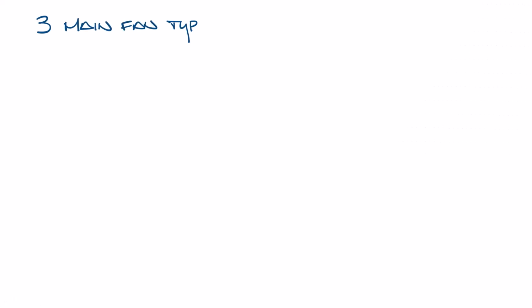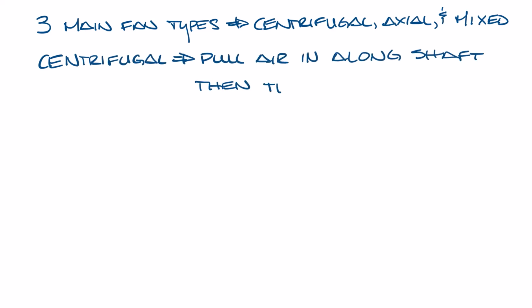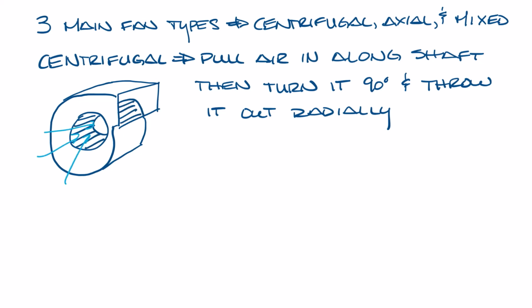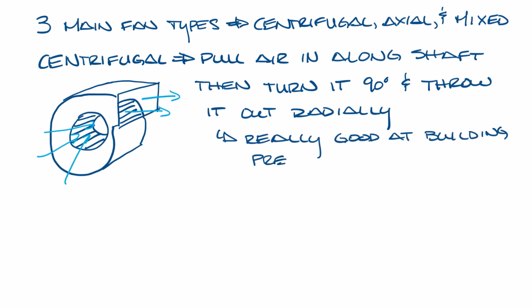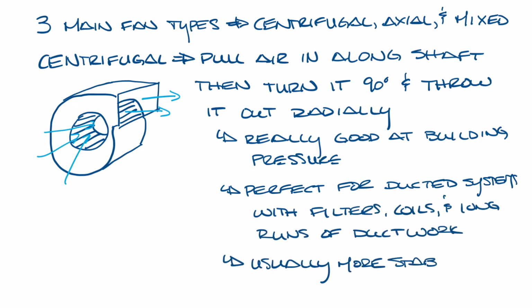There are three main types of fans: centrifugal, axial, and mixed flow fans. Let's start with centrifugal. Centrifugal fans pull air in along the shaft and then turn it 90 degrees and throw it out radially. It looks kind of like this. The air comes in here and then goes out this way. Because of the geometry, they're really good at building pressure. They're perfect for ducted systems with filters, coils, or long runs of ductwork. They're usually more stable and quieter.